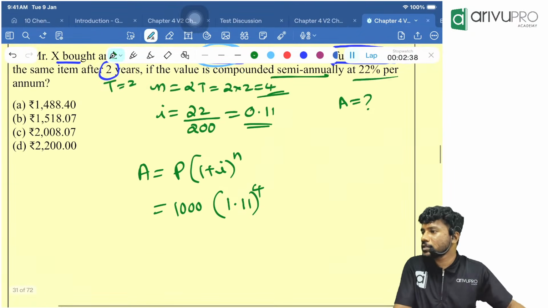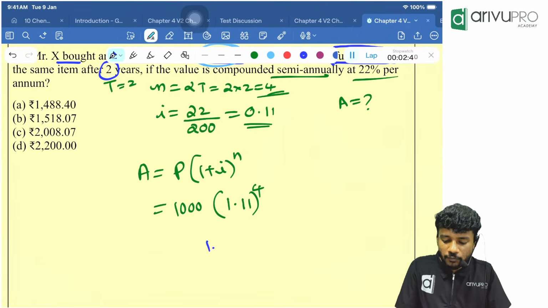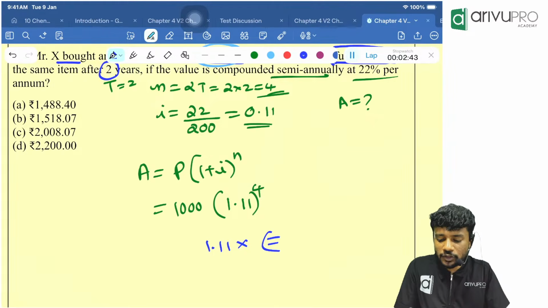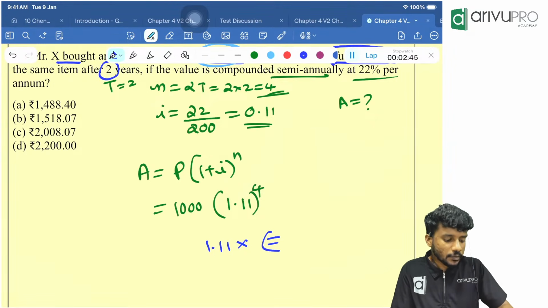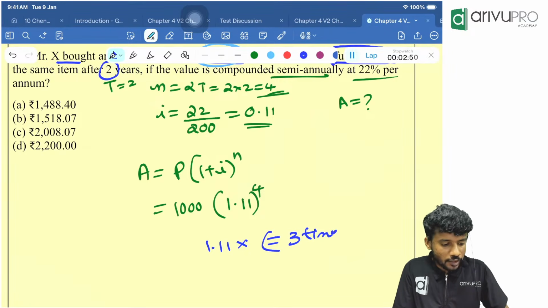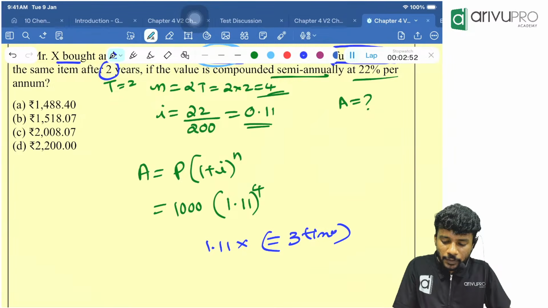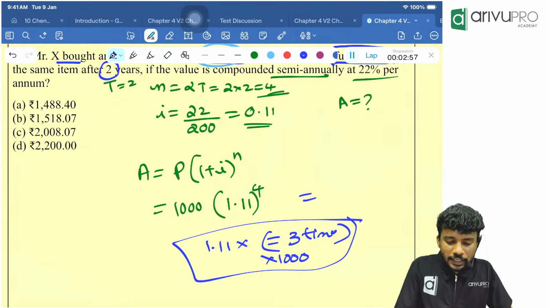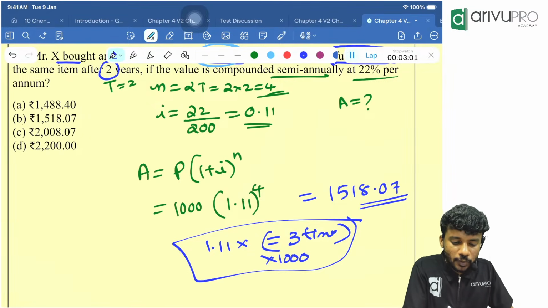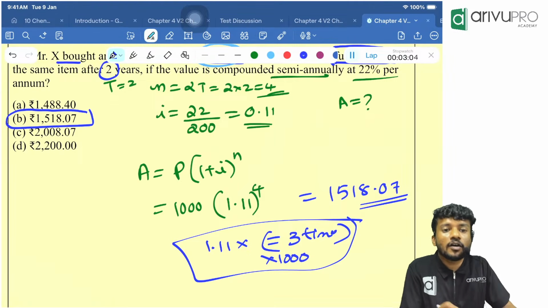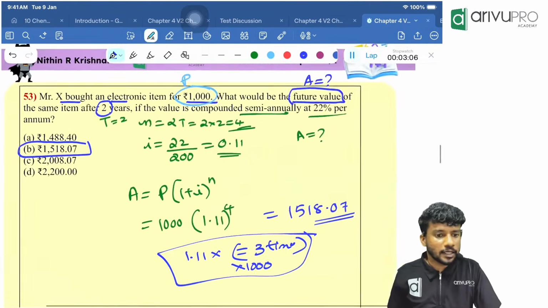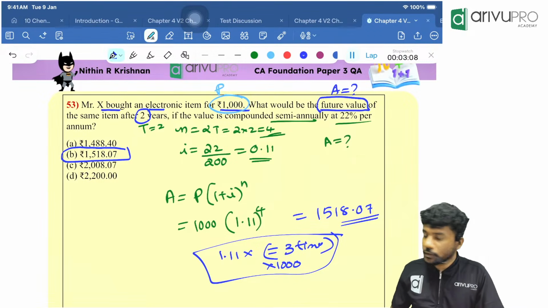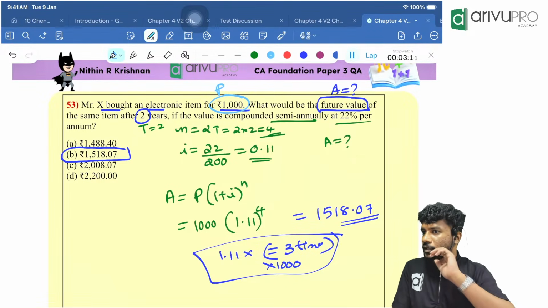Get me the answer in calculator. Type 1.11 into equal to 3 times. 1, 2, 3. Multiply it with 1,000, the principal. How much did you get, people? You are getting 1518.07 something. Which option is the answer? Option B. Okay. Done. Right answer, Abdul. Rest of you, please confirm.